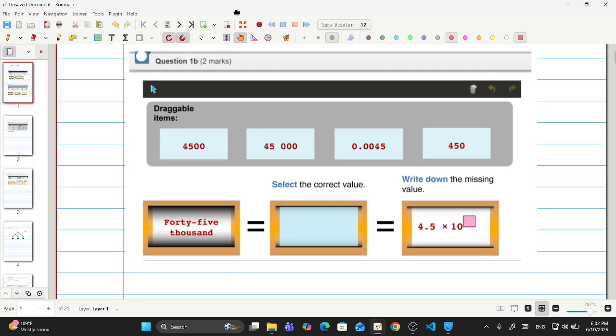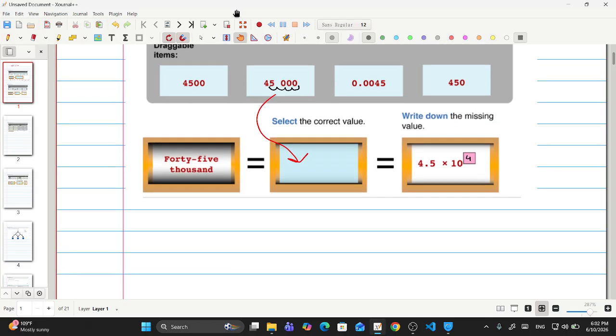Select the correct value. 2 mark question, pretty easy, 45,000. So of course this one is supposed to be here. And then write down the missing value: 4.5 into 10 raised to the power of something. Now we know that logically speaking the decimal point is present here. So 1, 2, 3 and 4. So here should be 4.5 into 10 raised to the power of positive 4. That should be the correct answer.